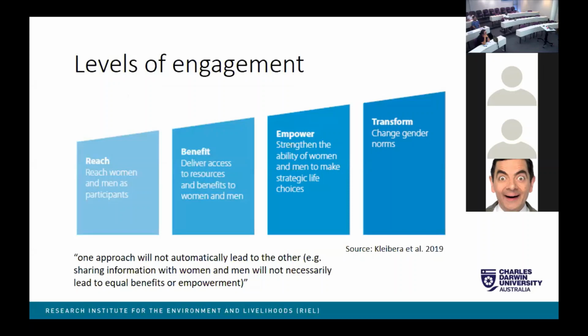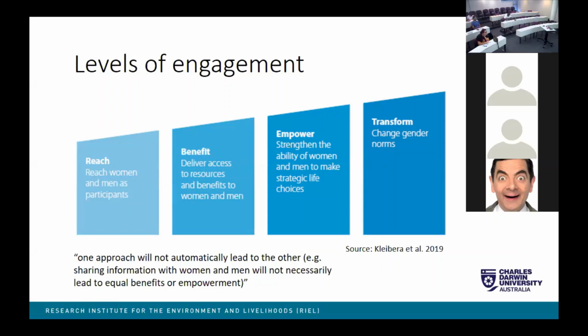And this is another framing of empowerment, and it's called the REBET, because it's an acronym, RBEM: Reach, benefit, empower and transform. So it's even going further than empowering, it's looking at changing norms. And in this case, it's talking about women's participation in fisheries. Reach women and men as participants. Benefit is to deliver access to resources and benefits to women and men. Empower, strengthen the ability of women and men to make strategic choices.